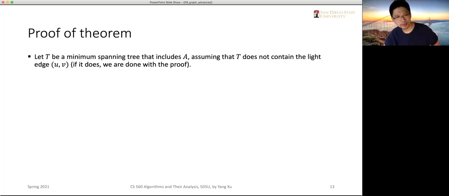Okay, so the proof goes in this way. It goes from the opposite side. It will start with letting the capital T be some minimum spanning tree that includes A, right? That is our assumption, because we assume that A is a subset of some kind of minimum spanning tree, right? And we need to assume that the minimum spanning tree does not contain the light edge, because it is the one that we want to prove. Otherwise we are already there. We have already proved it, right?